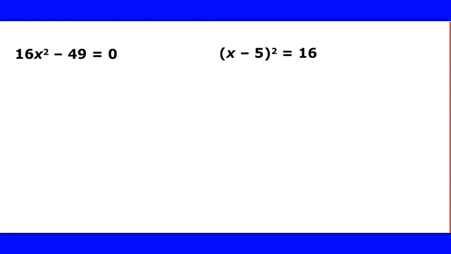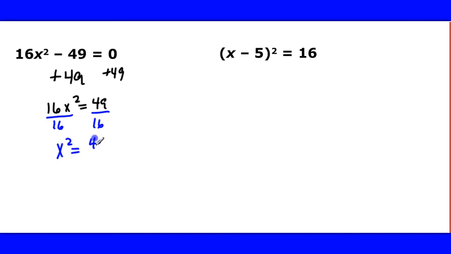Now, these are set up just a little bit differently. What you've got to do is isolate the x squared first. So I'm going to start this one by adding 49 to both sides. That's going to give me 16x squared is equal to 49. Then we're going to divide both sides by 16. That's going to give me x squared is equal to 49/16. And then lastly, we're going to take the square root of both sides. That's going to give me x is equal to plus and minus 7/4. So positive 7/4 and negative 7/4.